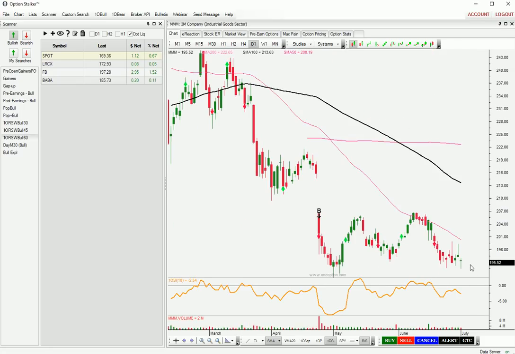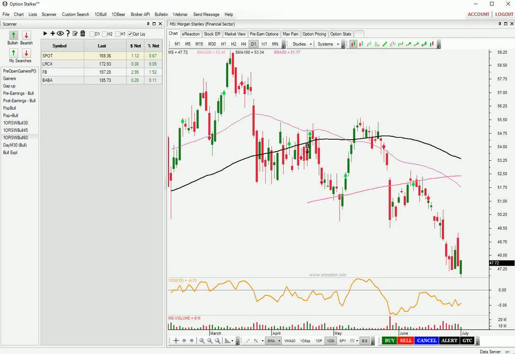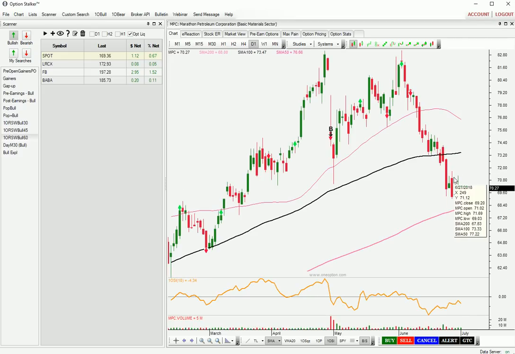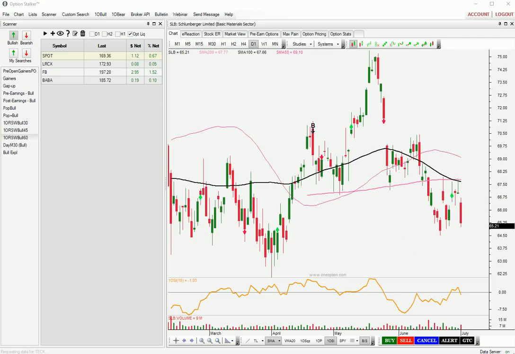3M right on major horizontal support has a tendency to run into earnings, could be a nice one. So this is the process. That was actually pretty nice. MPC was right above that major moving average. Lots of room to get up to that 100. So these are all nice bullish put spread candidates.